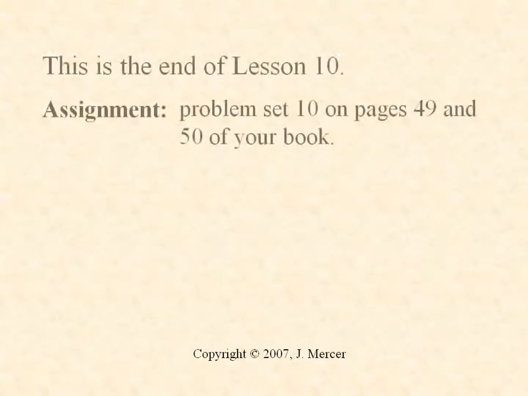This is the end of Lesson 10. Assignment: Problem Set 10 on pages 49 and 50 of your book.